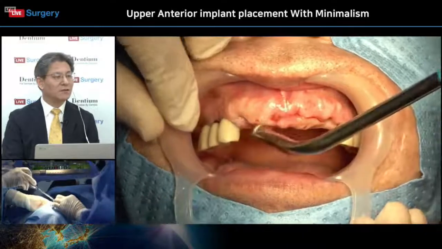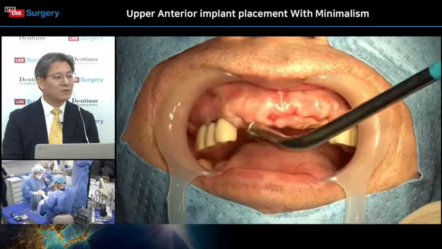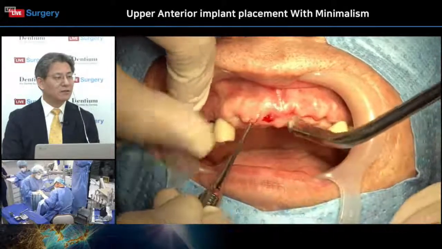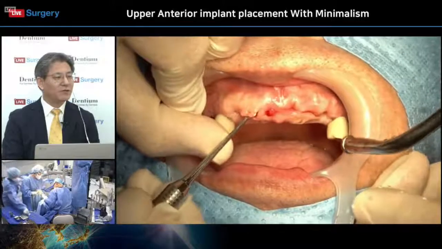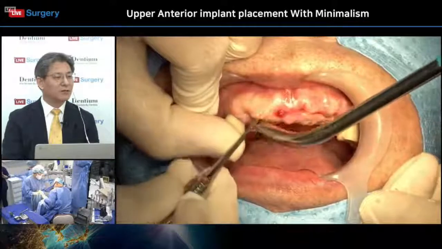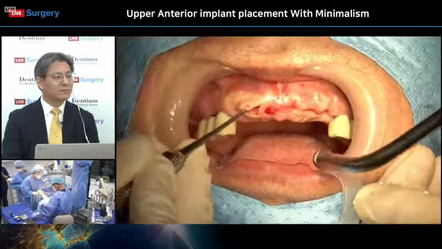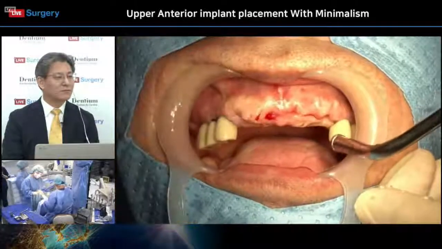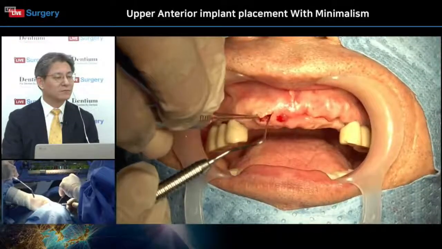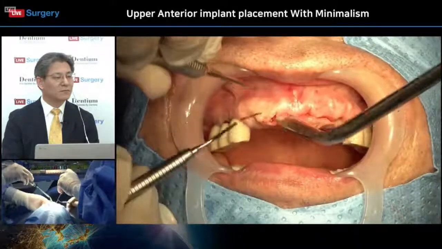Yeah, Dr. Jung is starting with a semilunar incision on the upper right lateral incisor, number 12 area. And it's a little bit of retraction. The alveolar ridge is very thick. I wanted to check the real relationship of the alveolar crest. But the bone is thick enough.